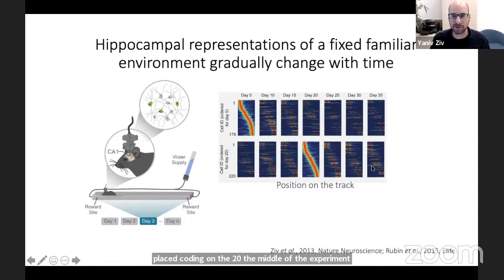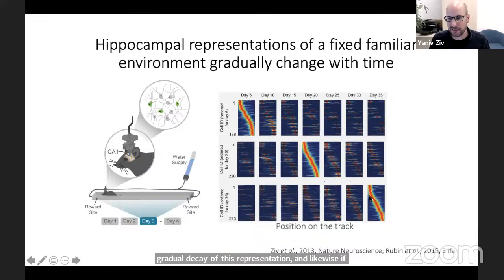And likewise, if you focus your attention on, or take as a reference, the last day of learning, the last day of this task, day 35, you can see that many of the cells that formed this map were actually not place coding in the beginning. And again, this is a fixed familiar environment. There's no learning here.